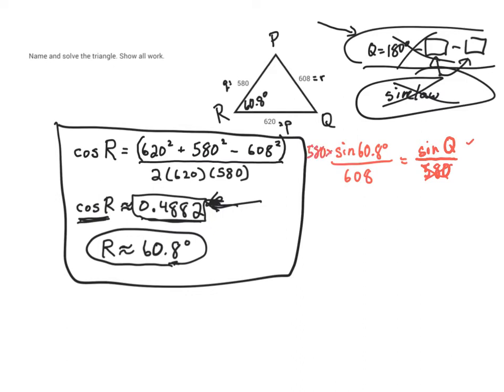There you go. And let's solve. So 580 times sine of 60.8 degrees divided by 608, and that is equal to approximately 0. Now, obviously, this is going to be equal not to Q, but to sine of Q. So I'm going to keep at least 4 digits.